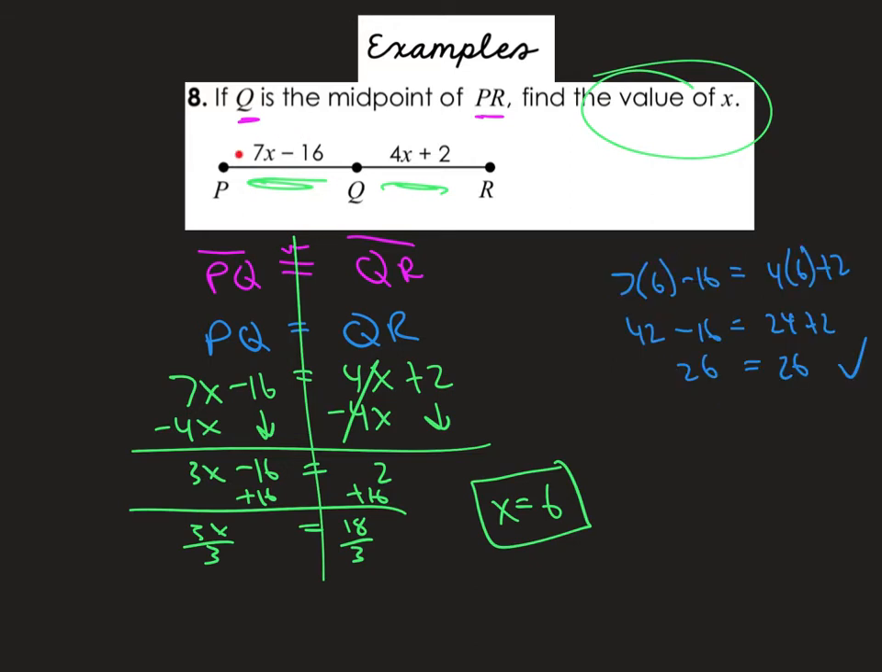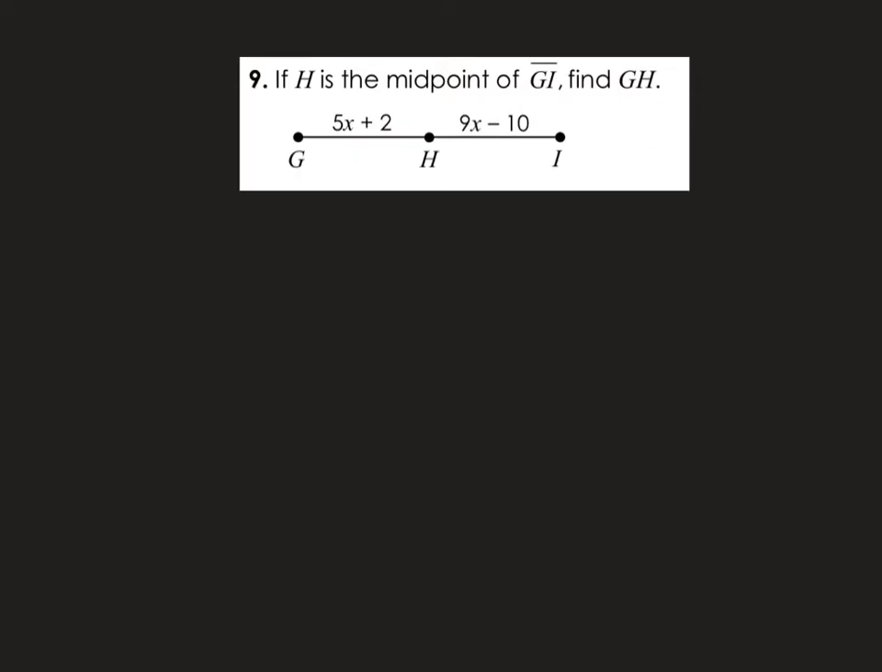For my check, I'm going to take that 7x minus 16, this statement right here, setting equal to 4x plus 2. Well, I said that x equals 6. So if I take 6 and substitute it in for x, I get 7 times 6 is 42, minus 16 is 26. 4 times 6 is 24, plus 2 is 26. 26 equals 26, so yes, that's a good answer. Let's try that again.